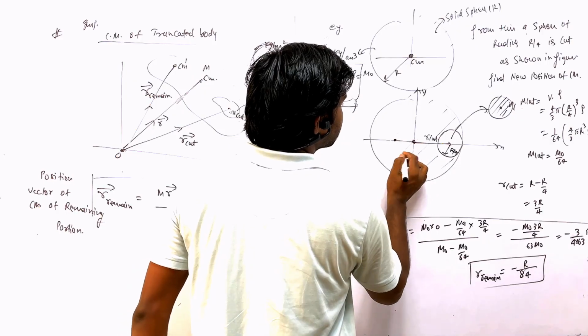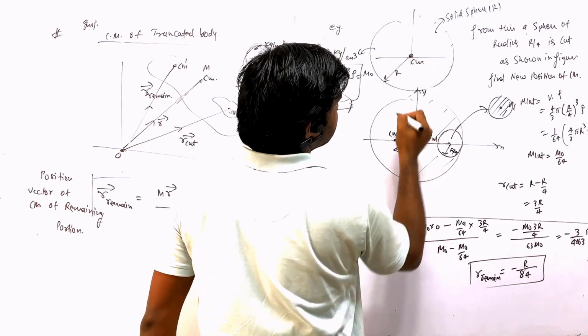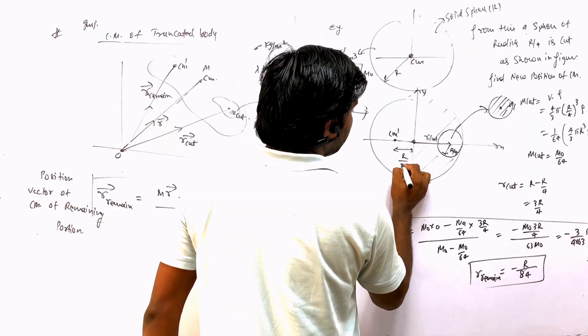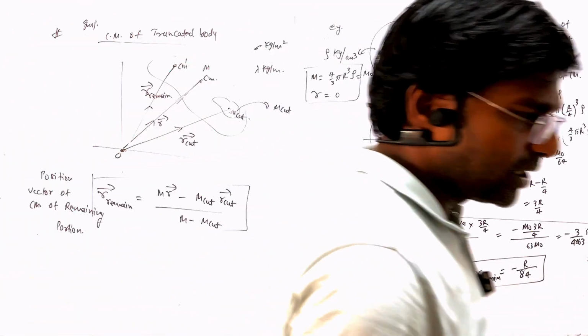So the center of mass will be shifted to this position. If this is the cm, this is the cm dash. R upon 84 distance it will cover, displaced. Is it clear? Copy this.